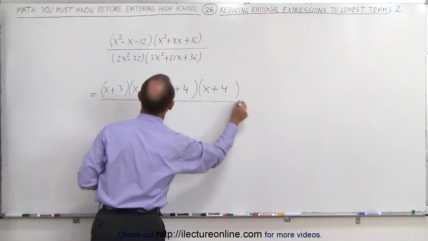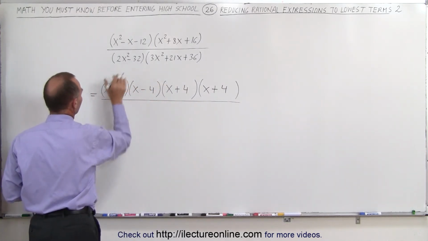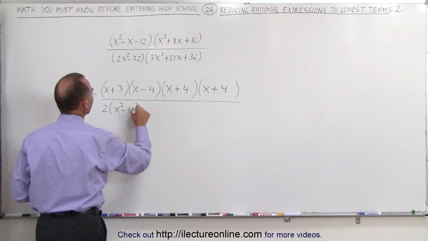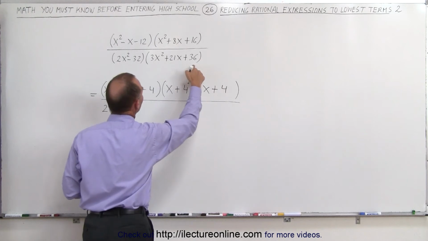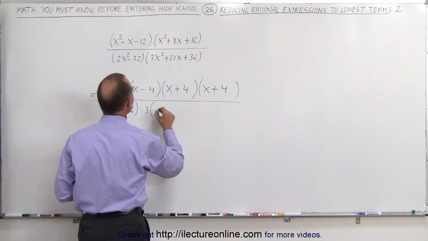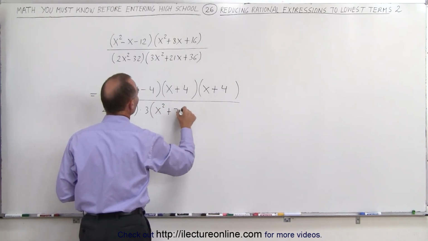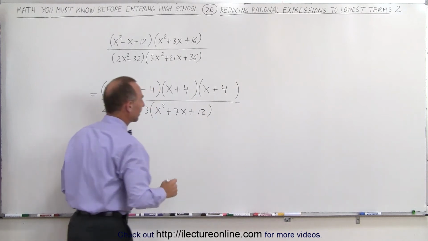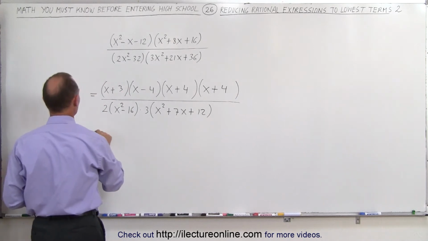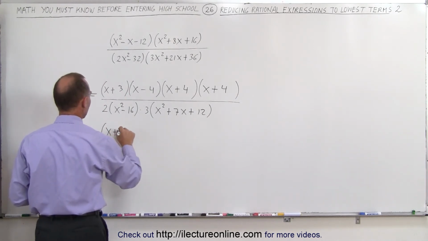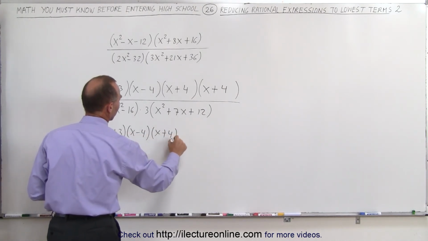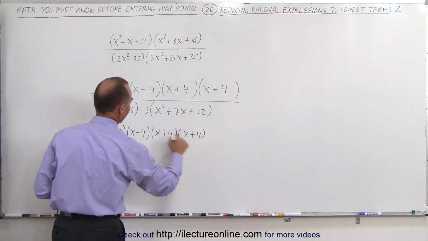In the denominator, here I can factor out a 2 first. Let me do that. So 2 times the quantity, x squared minus 16. And here I can factor out a 3. And when I do that, I have the following. So times 3 times the quantity, x squared plus 7x plus 12. I can continue by now factoring this and this and see what I get. So this is equal to, in the numerator, x plus 3 times x minus 4 times x plus 4 times x plus 4. That's an x here.